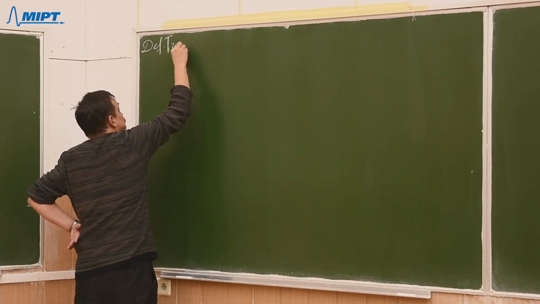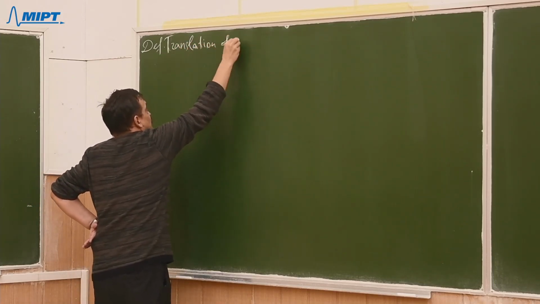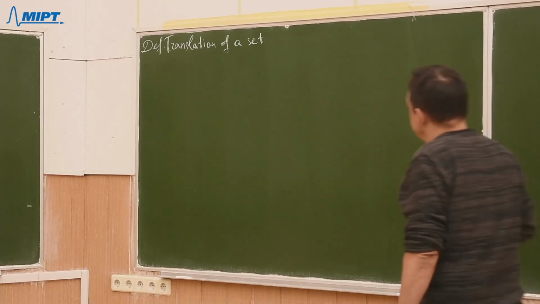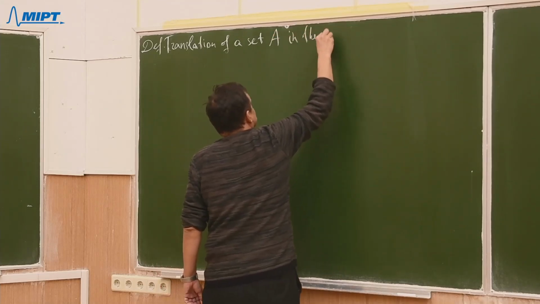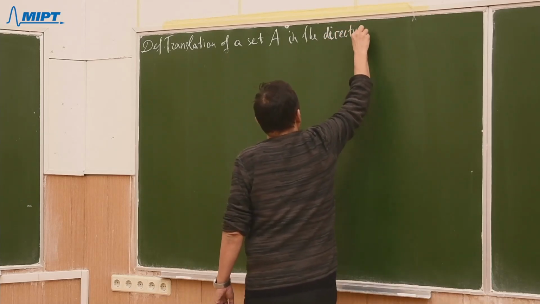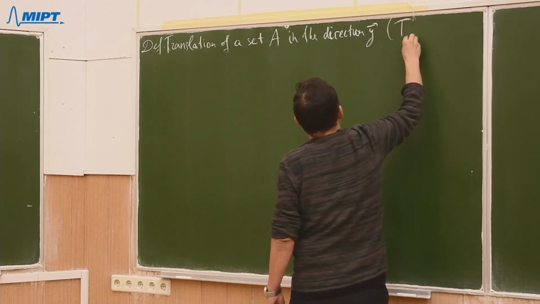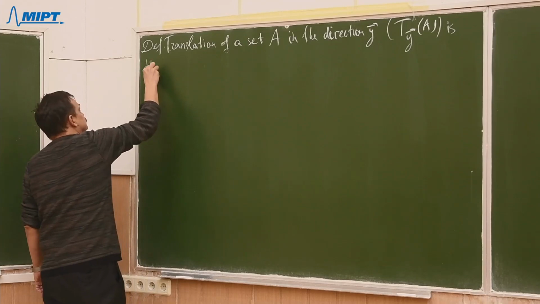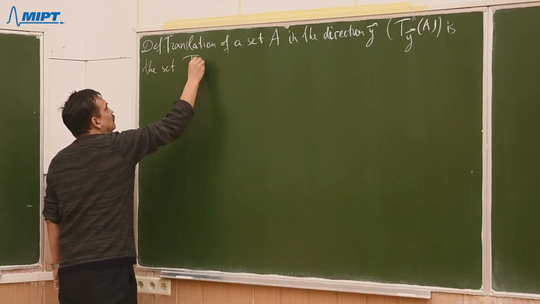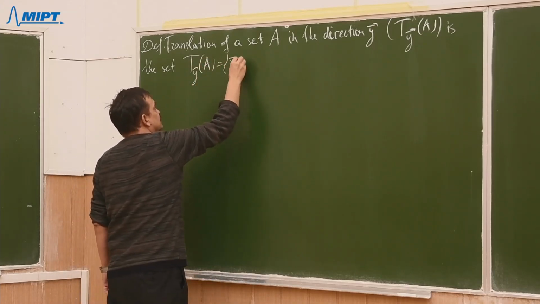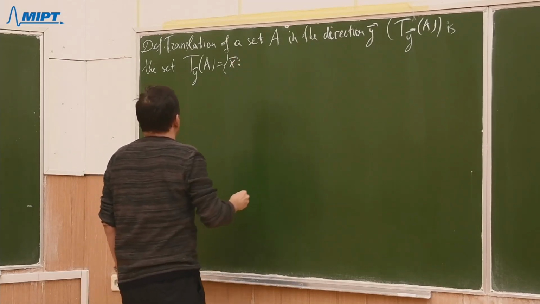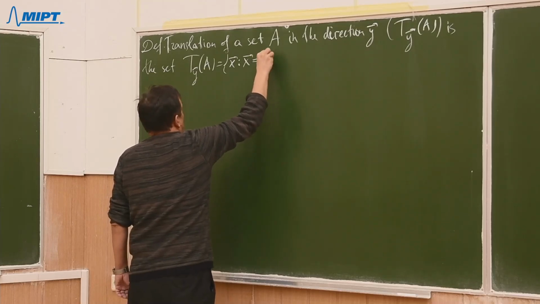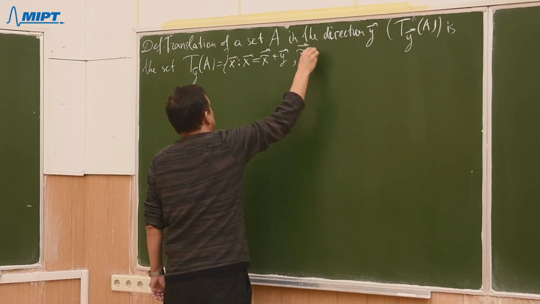translation of a set A in the direction y, which is denoted, is the set T y of A equals to the set of x's such that x can be represented as x tilde plus y, where x tilde vector belongs to A.